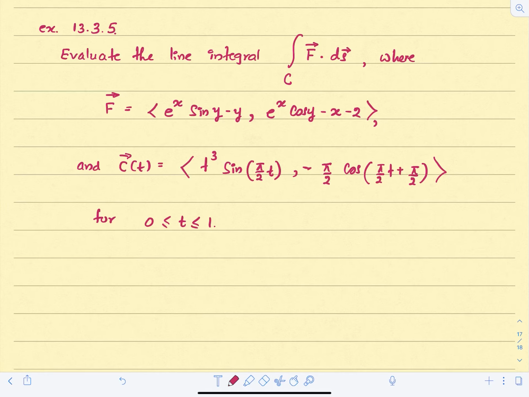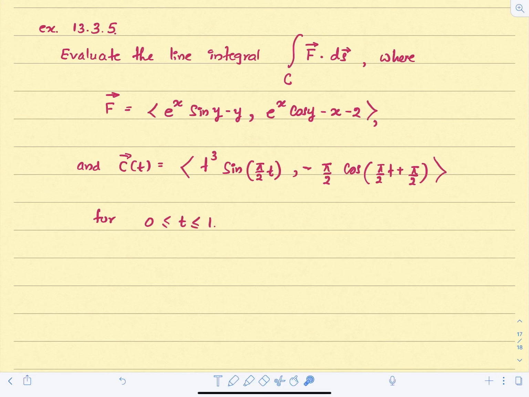Next, we are going to consider another example. In this example, we want to evaluate the line integral of F dot ds, where our vector field F equals (e^x sin y − y, e^x cos y − x − 2), and your curve C(t) is given by this vector equation. Finally, t goes from 0 to 1.